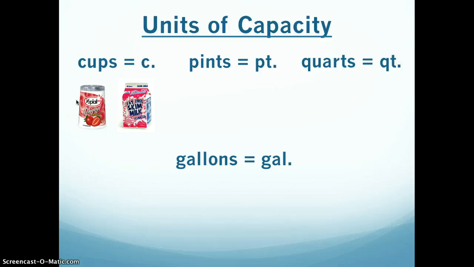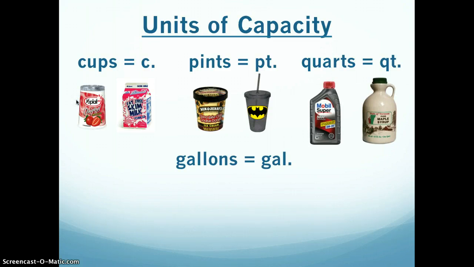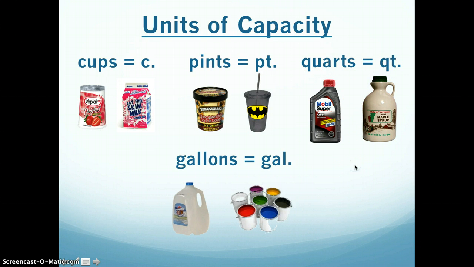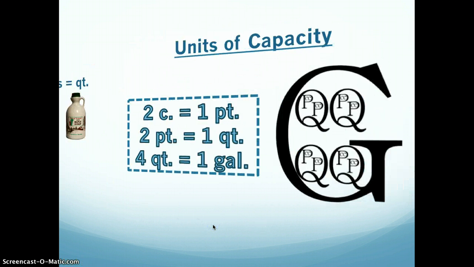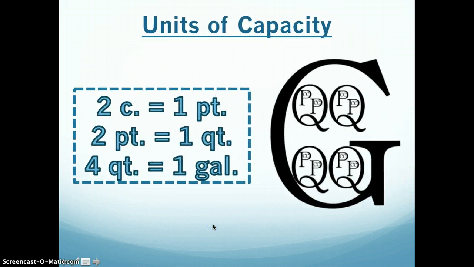So a cup is about the size of a yogurt or a milk that you might find in the cafeteria. A pint is about the size of an ice cream or a plastic thermos. These containers hold a quart of liquid. So in one case we have the motor oil, and in the next case we have maple syrup. And a gallon can be found in these two types of containers. Typically paint is purchased in a gallon, and you can buy a gallon of water or juice or even milk. So these are our units of capacity.